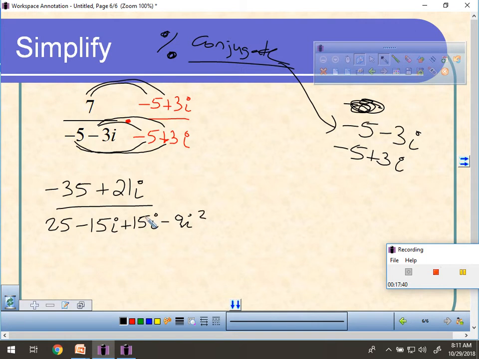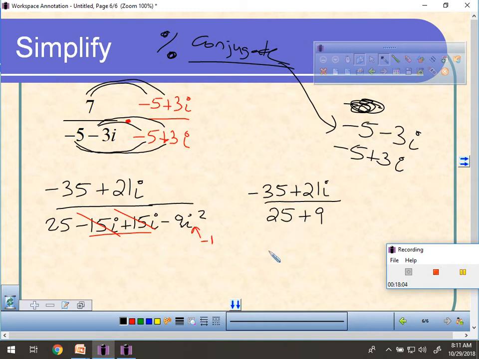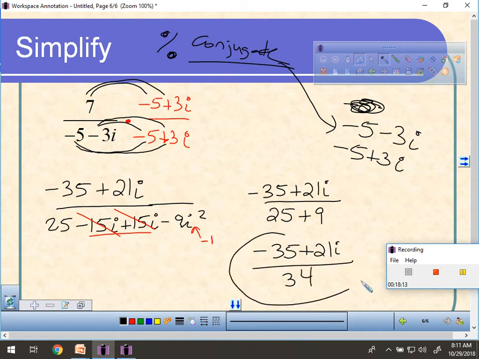And so what I'm going to do is clean this up a little bit. Two things right off the bat: I noticed that i squared is always equal to negative 1. And then right here, the negative 15i plus 15i crosses out. So this leaves me negative 35 plus 21i over 25 plus 9. And 25 plus 9 is 34. And so then that will be my simplified answer for that.